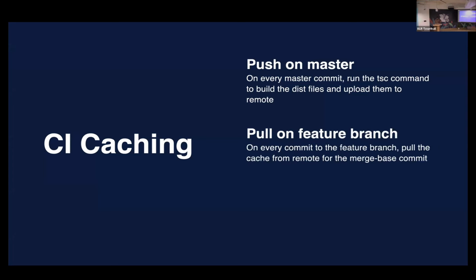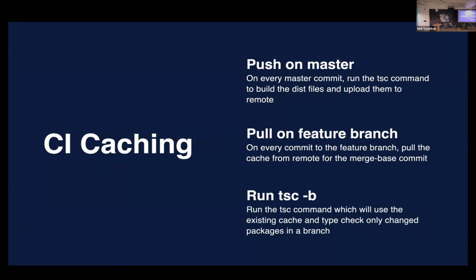The second thing, on your feature branch, before you do your type checking, you need to pull the cache that you had pushed on master. So you know what is the merge base commit between your feature branch and your master branch. And with this merge base commit, you check in S3 or whatever storage that you have, hey, is there a cache that is available for you to pull? So you pull that and then you unzip it before you run the type check command. Then now you run the type check -b command, right?